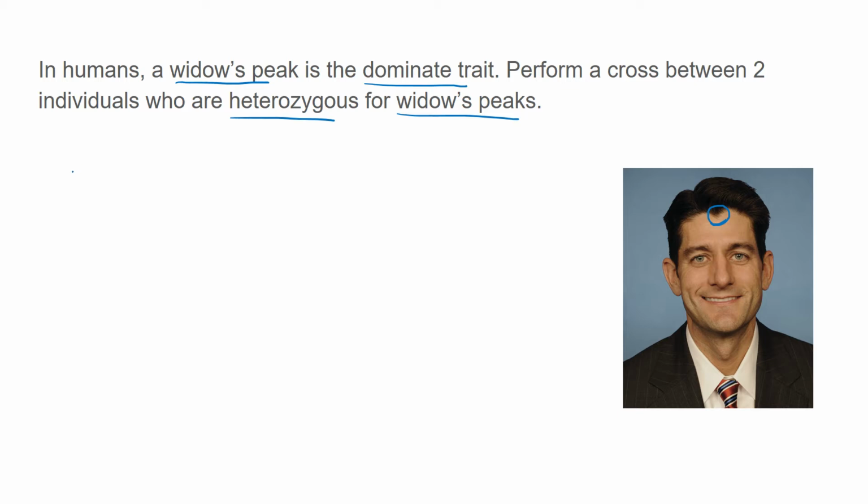So, first, let's set up our alleles. Because widow's peak is a trait, we're going to use the first letter. So we're going to say that big W is the dominant trait, right? That's how we do things. The capital letter is dominant, and that means that big W means you got a widow's peak, or that's the allele that codes for widow's peak. That means little w is going to be no widow's peak.